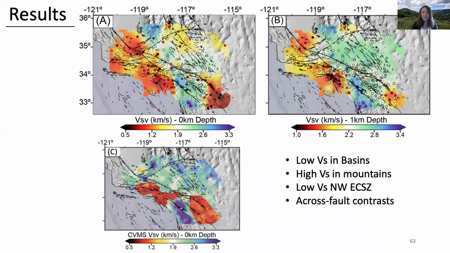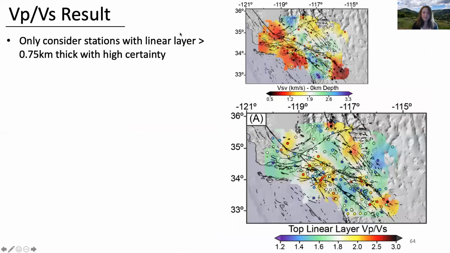Here's our shear velocity model at the surface and at 1 kilometer depth. We also show the CVMS geotechnical layer at 0 kilometer depth. You can see our results are similar in color in the Los Angeles Basin, but we gain additional constraint with our result beyond the Los Angeles Basin, where the geotechnical layer has poor resolution. Specifically, we observe low shear velocity in the basins, high shear velocity in the mountains, and low shear velocity in the northwest corner of the Eastern California shear zone. We also observe strong across-fault contrasts.